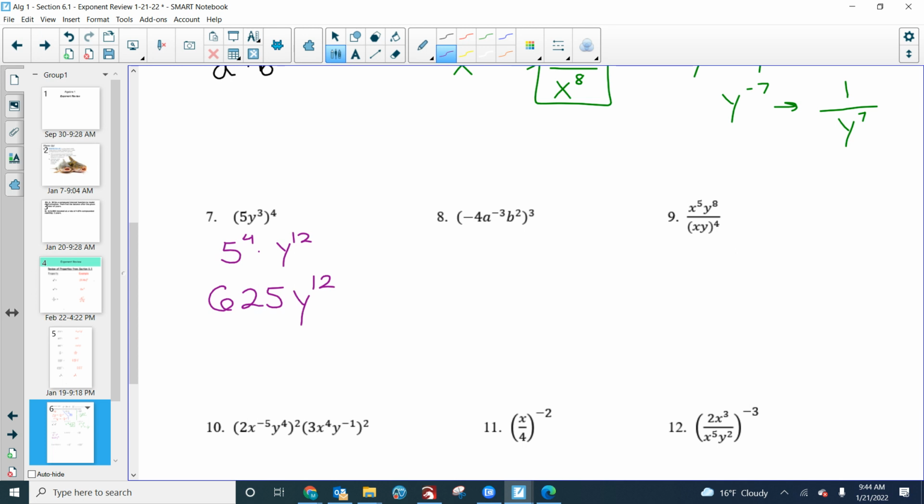I got 5y to the third times 5y to the third times 5y to the third times 5y to the third. That's the most simple. And I multiplied 5 times 5 times 5 times 5 and I got 625. And then I multiplied y to the third times y to the third times y to the third times y to the third. And that rule is, what do you do with the exponents? You add them up. 12. And you get y to the 12.